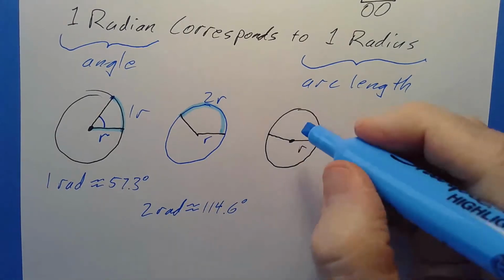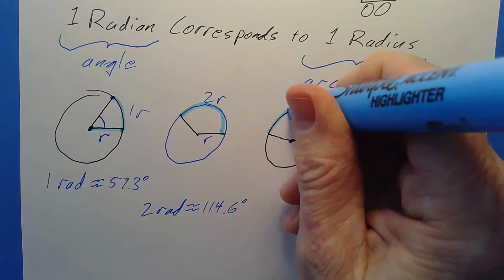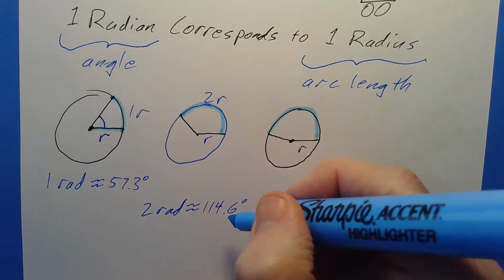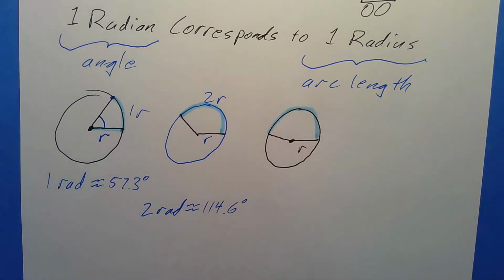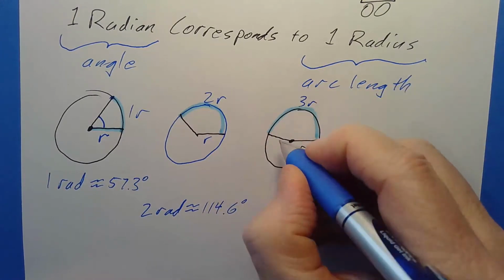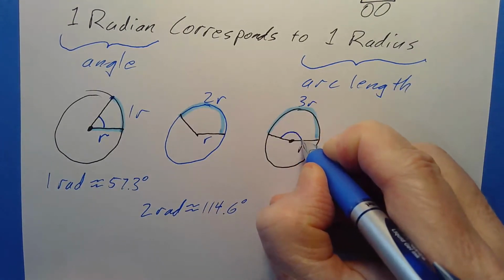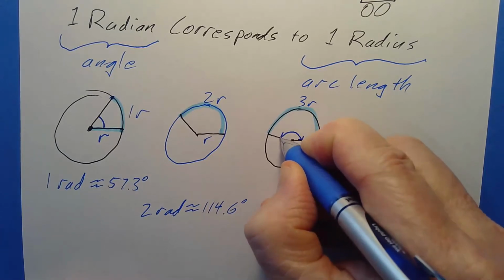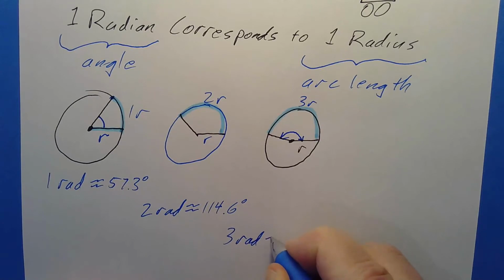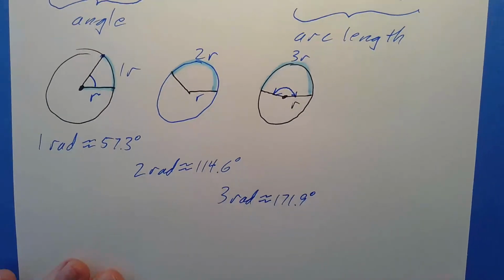But 2 radii was almost 100, a little over 114, almost 115. If I had 3 radii worth of arc length, right? 3 r's, then this angle right here, from here to here, 3 radians is about 171.9 degrees. In other words, almost 172.